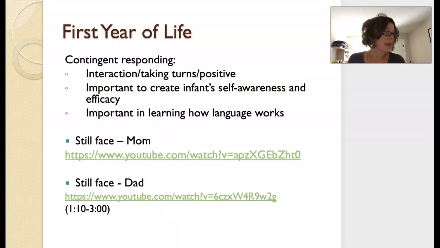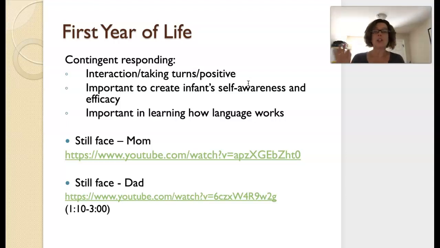Okay. In the first year of life, there is what's called contingent responding. Basically, there are interactions between the parent or caregiver and the child. Usually parents are eager to communicate with their child, even though they obviously don't expect a response from their 2-month-old. Parents still interact and talk to the child as if the child will respond. This is important to create the infant's self-awareness and efficacy. They see themselves as somebody worthy of being talked to by this parent that they love.